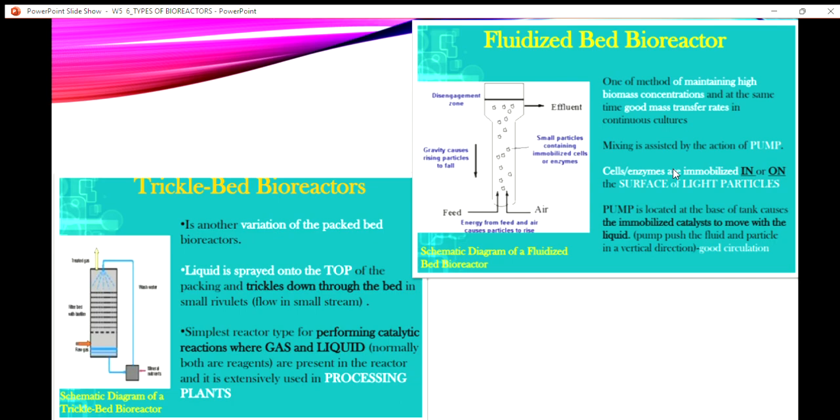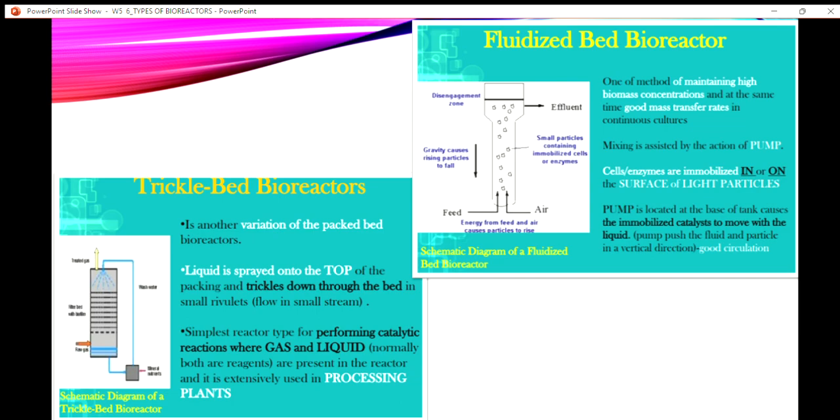Okay. Another one is the fluidized bed reactor. For this fluidized bed reactor, these small particles here actually contain the immobilized cell. So these small particles will be inside your column. Okay, so the feed and also the air will come from the bottom, so it will pass through to the top. Inside here your cell moves freely. Because the cell is attached to the particle, the particle moves freely. That is why it is called a fluidized bed bioreactor.